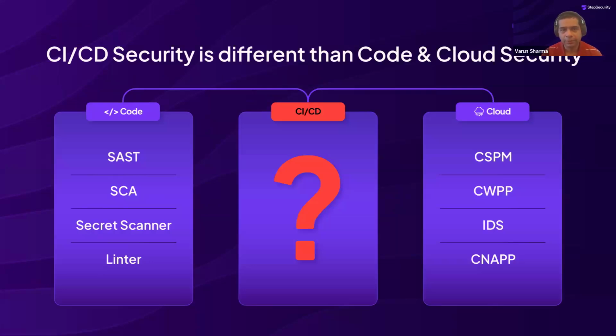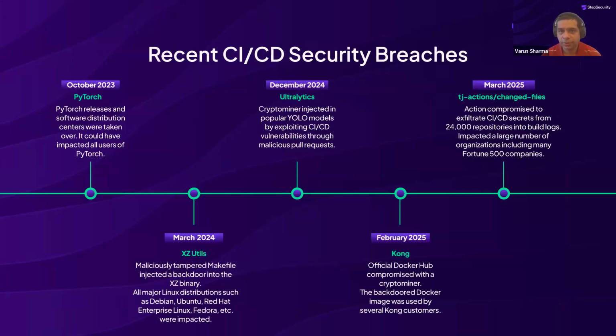Now, a lot of enterprises have processes and tools for code security, for things like SAST, SCA, secret scanners, and so on, and also tools and processes for cloud security, for CSPM and workload protection and so on. But for CI/CD, which is the link between code and cloud, there isn't a lot of process and tools. As a result, there are a lot of security incidents happening now related to CI/CD.